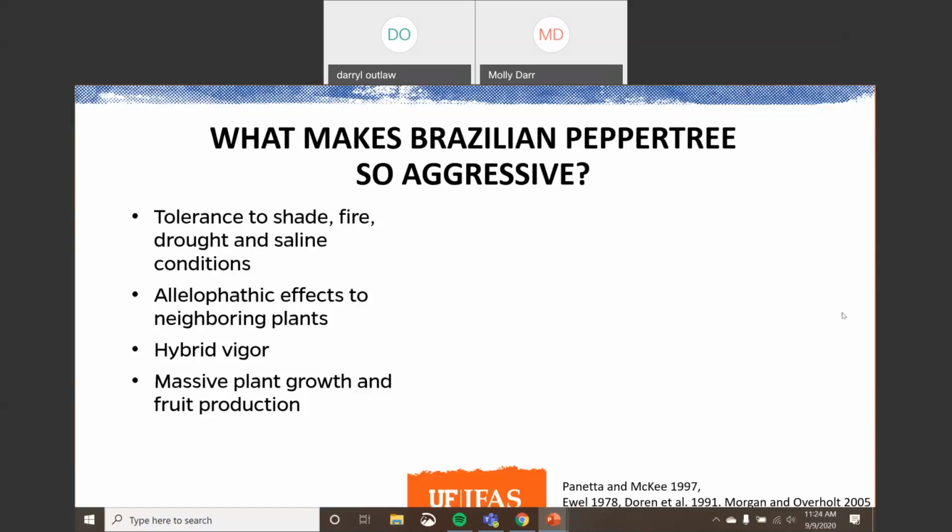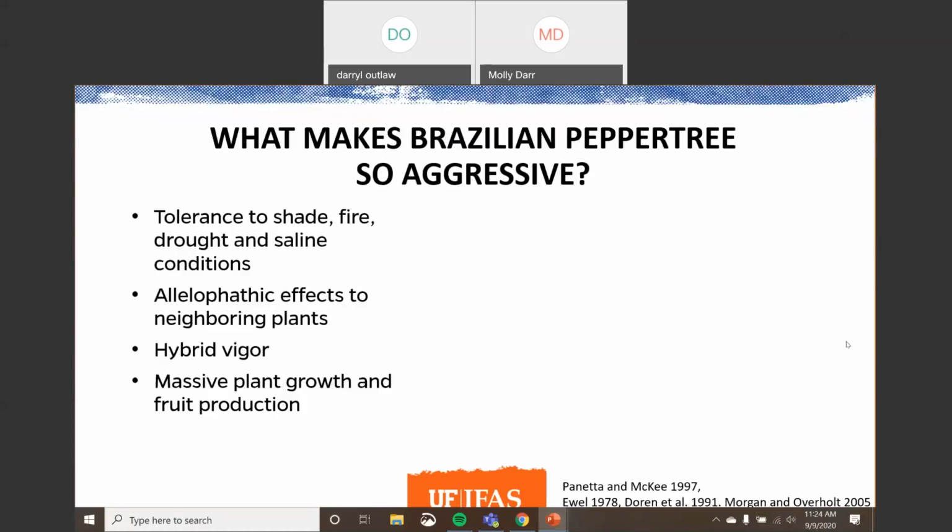It also has hybrid vigor. I told you that it got introduced on the west side of Florida and the east side of Florida. These plants came from North and South Brazil. They're different biotypes or ecotypes. These guys don't grow near each other in Brazil, but they do grow near each other in Florida, and they have now hybridized and produced a hybrid that grows faster, produces more berries, and is a much better competitor than the ones that were brought over. So we have this super weed almost, with massive plant growth and fruit production.